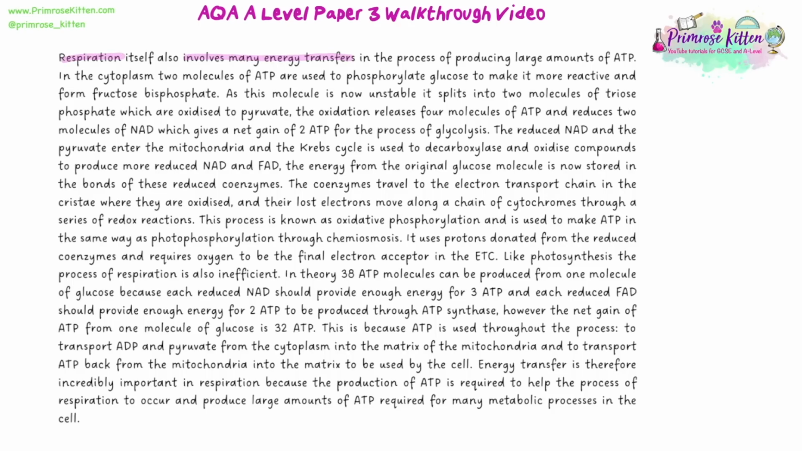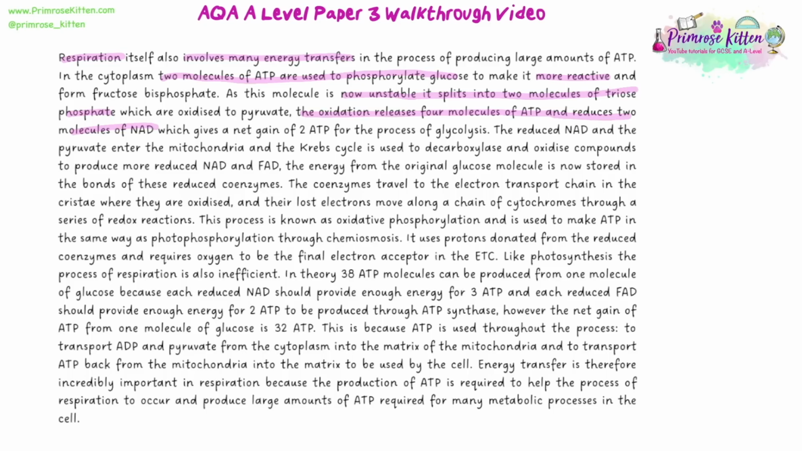Respiration itself also involves many energy transfers in the process of producing large amounts of ATP. In the cytoplasm, 2 molecules of ATP are used to phosphorylate glucose to make it more reactive and form fructose bisphosphate. As this molecule is now unstable, it splits into 2 molecules of triose phosphate, which are oxidized to pyruvate. The oxidation releases 4 molecules of ATP and reduces 2 molecules of NAD, which gives a net gain of 2 ATP for the process of glycolysis.